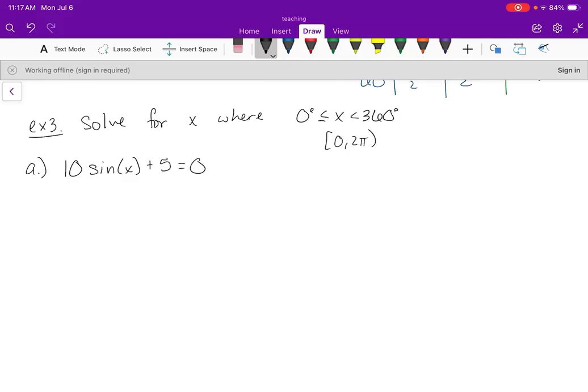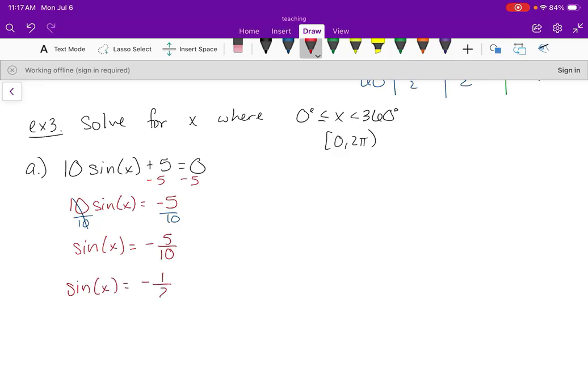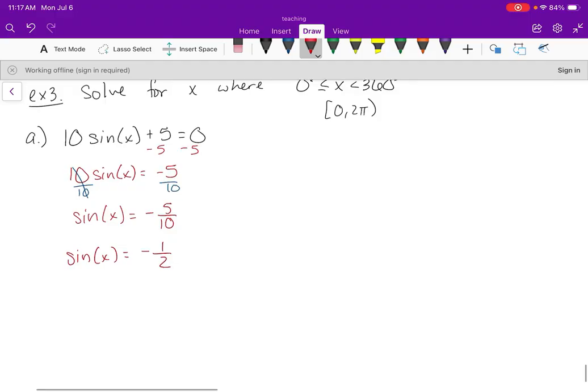And I only want values of x between 0 and 360. So if I subtract 5 onto the other side, I get 10 sine x equals negative 5. And then I can divide by 10. So I get sine x equals negative 5 over 10, which simplifies to sine x equals negative 1/2. So sometimes, you might need to simplify it to get it to look like something you're used to.